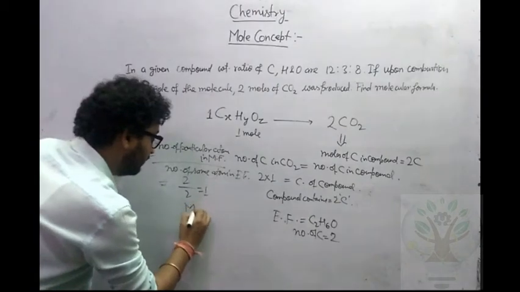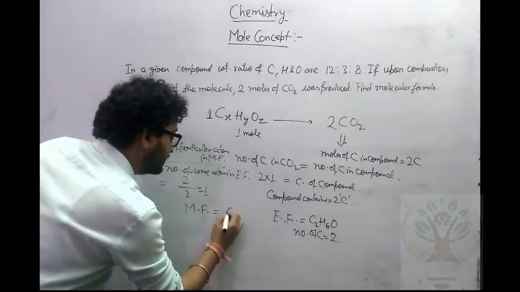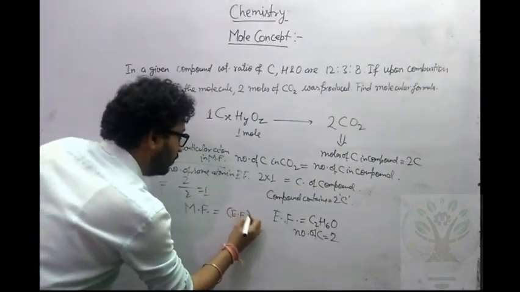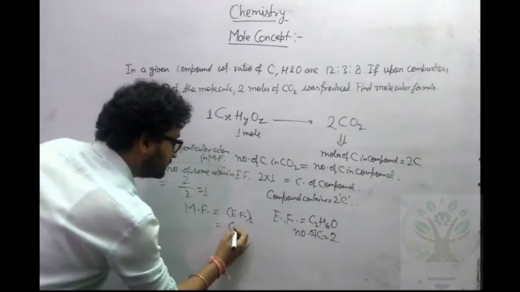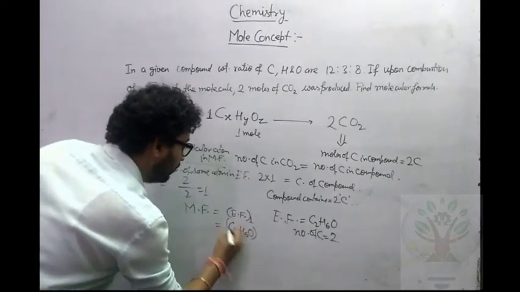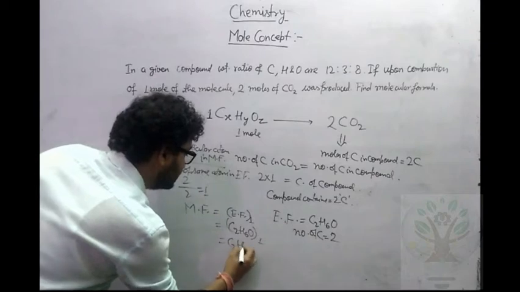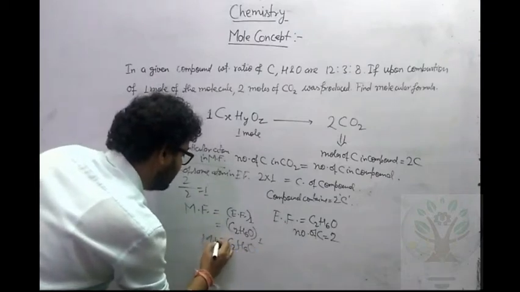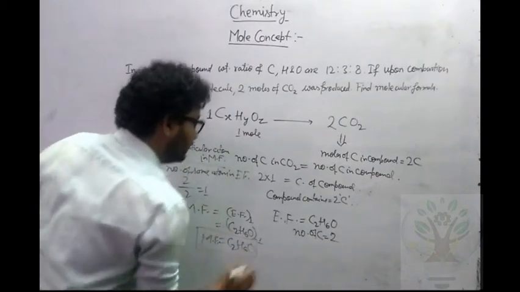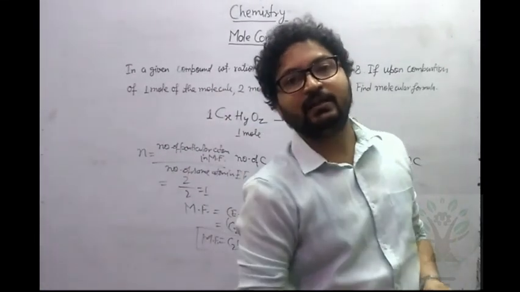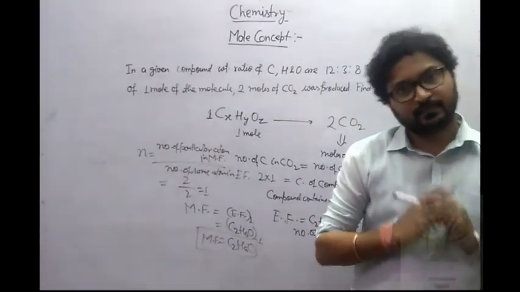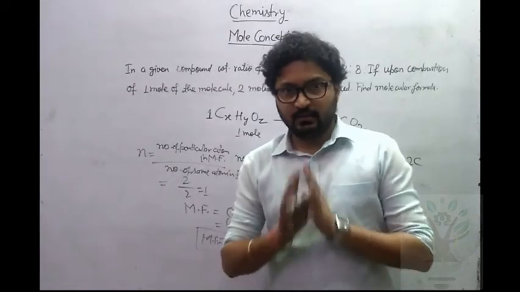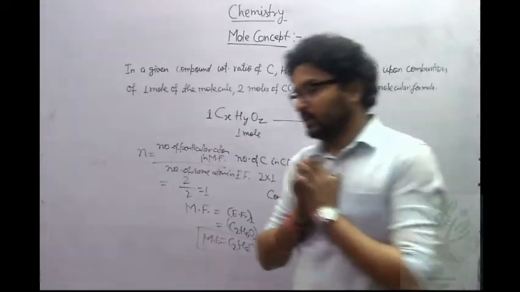So what will be my molecular formula? Molecular formula will be empirical formula, whole 1. So I will get C2H6O whole 1. So molecular formula will be C2H6O. This is your molecular formula. This time molecular formula and empirical formula are the same. Okay, clear about this? Very good. Let's move to the next question.